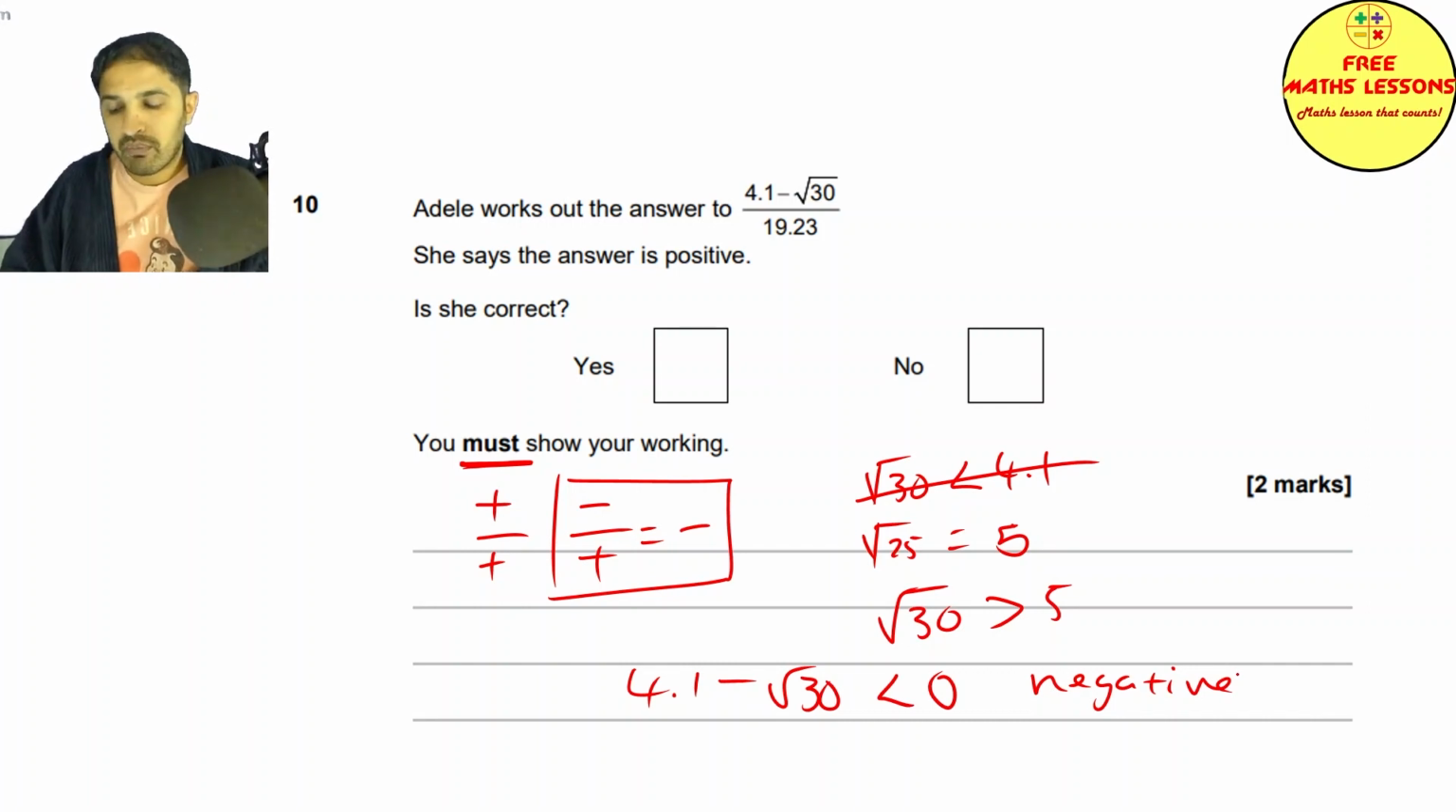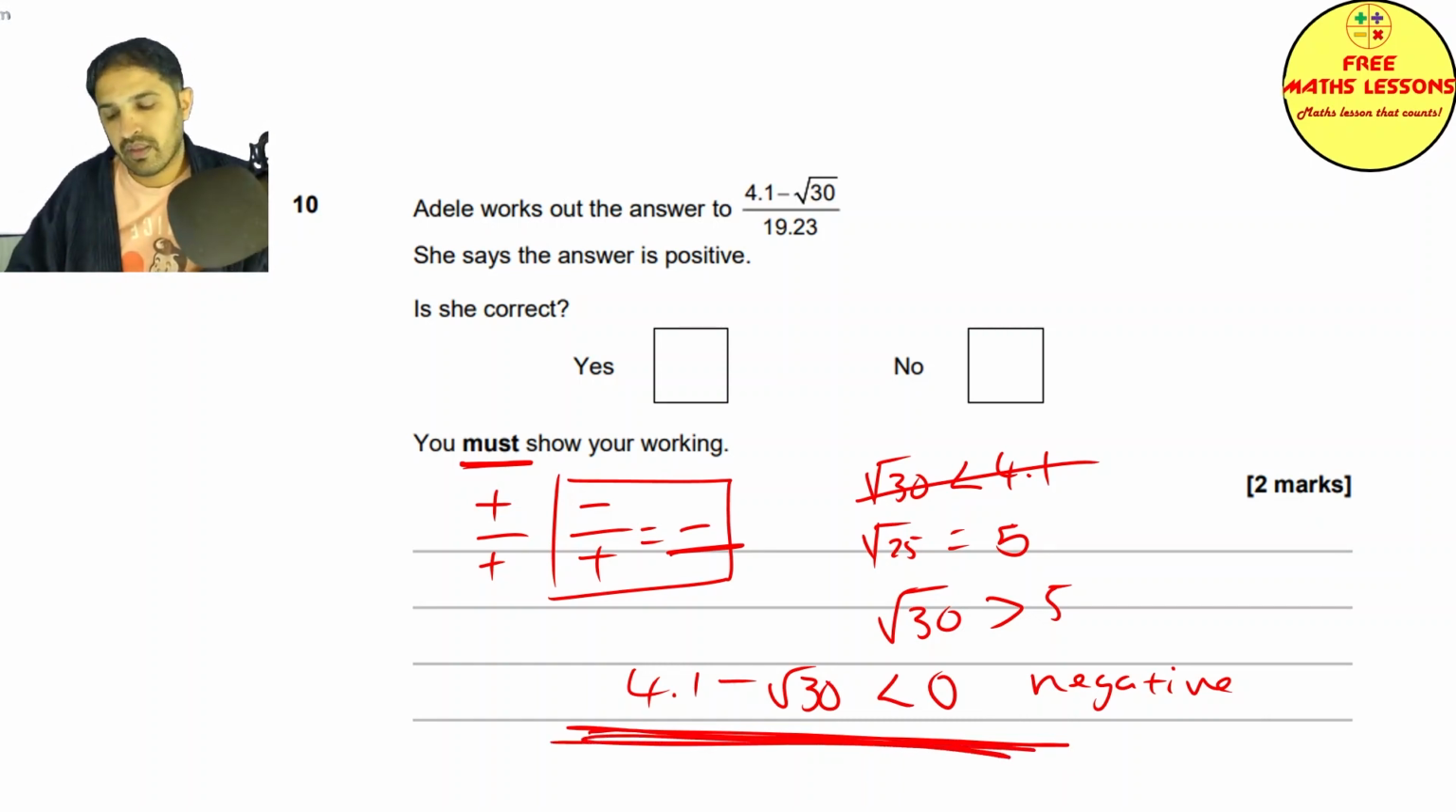And if the top number is negative and you're dividing by 19.23, the answer is going to be negative. Negative divided by positive will give you negative. So this is the main thing we need to be able to say to get those 2 marks. So the answer is obviously going to be negative. Then you can say tick no. Make sure you don't forget to tick that by showing the working out there. It says the answer is positive. Is it correct? No. The answer is going to be negative because negative divided by positive is negative.